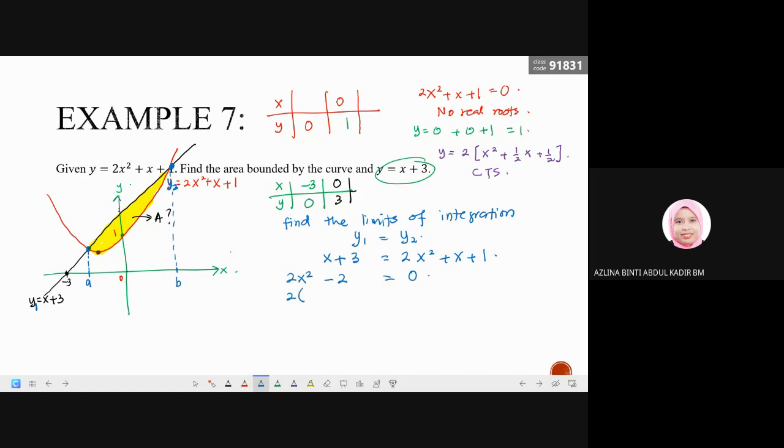So factorize, awak akan dapat x squared minus 1 is equals to 0. So factorize x minus 1 times x plus 1 is equals to 0. So we get two values of x. X equals to 1, x equals to negative 1. So which one is A, B? A tu yang kecil lah. X is equals to negative 1. Sini, x equals to negative 1. Ini A. B, x is equals to positive 1. Inilah dia limits of integration. Okay.